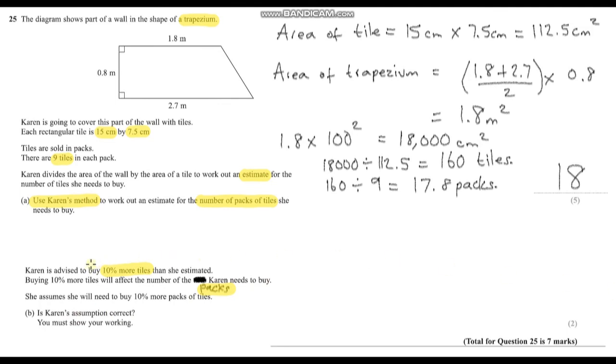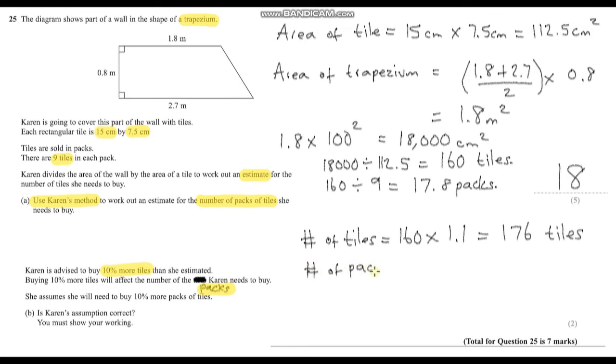So it says that she's advised to buy 10% more tiles than she estimated. Well, originally she was going to buy 160 tiles. So to work out the number of tiles that she needs, it's just going to be 160 multiplied by an increase of 10%, which is just going to be 1.1. So this is 10% extra. I think I can do that in my head. That's just going to be 160 plus 16, which is 176. So that is 176 tiles.